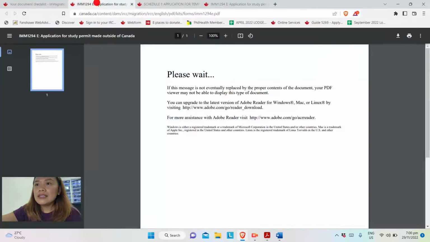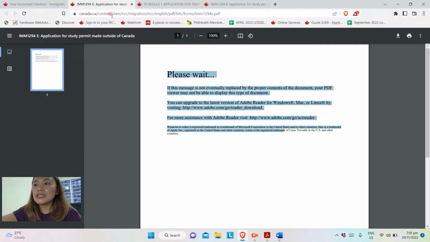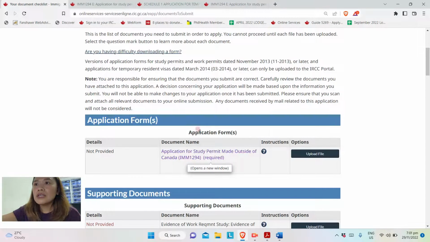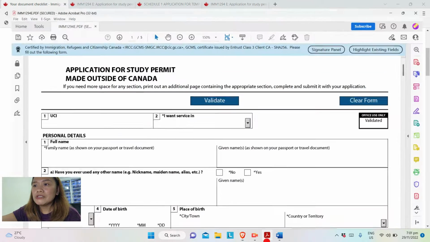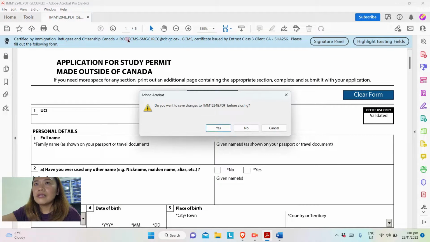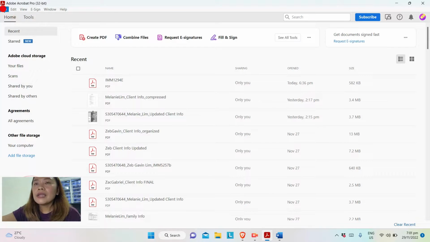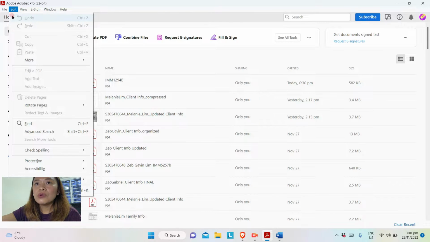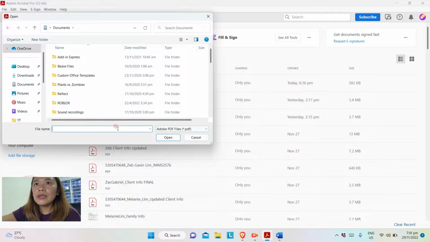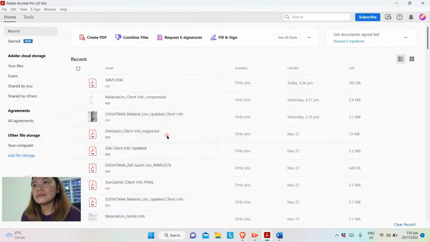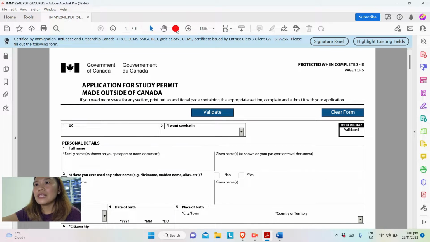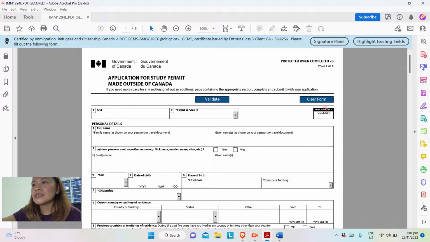That link is clickable, and as you can see, it will lead you to this error message. So what you can do is right click, copy the link address, and let me just close this one up. Then go to your Adobe file, open, paste the link here and wait for it to open. Alright, so this is how it looks. Let me just lower this down so you can see.